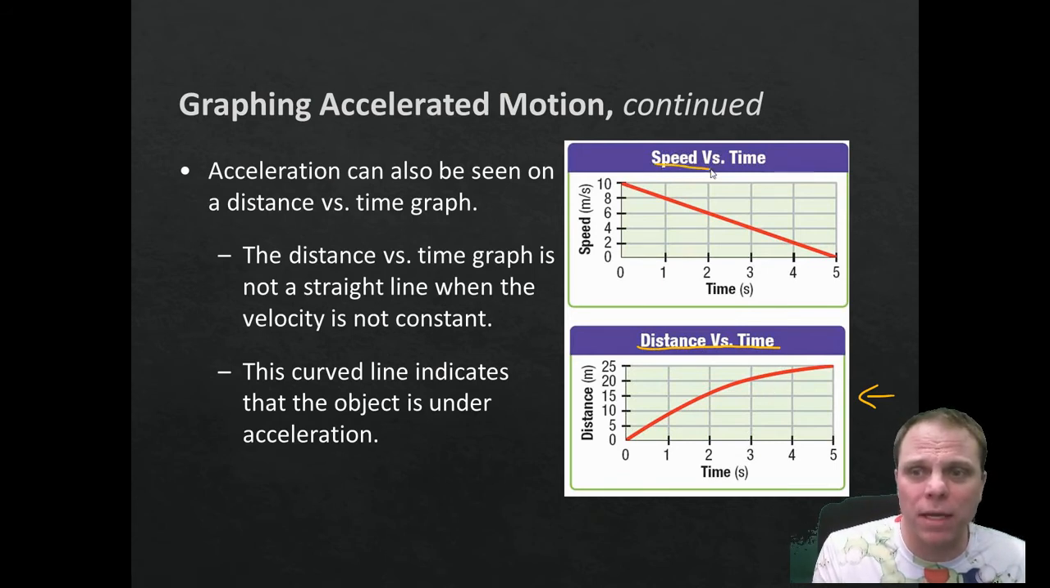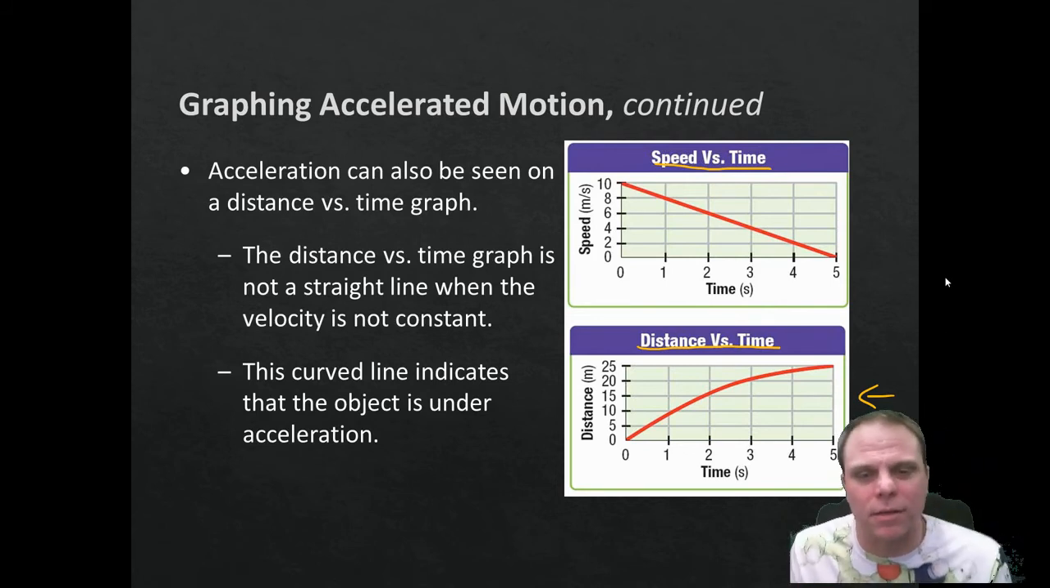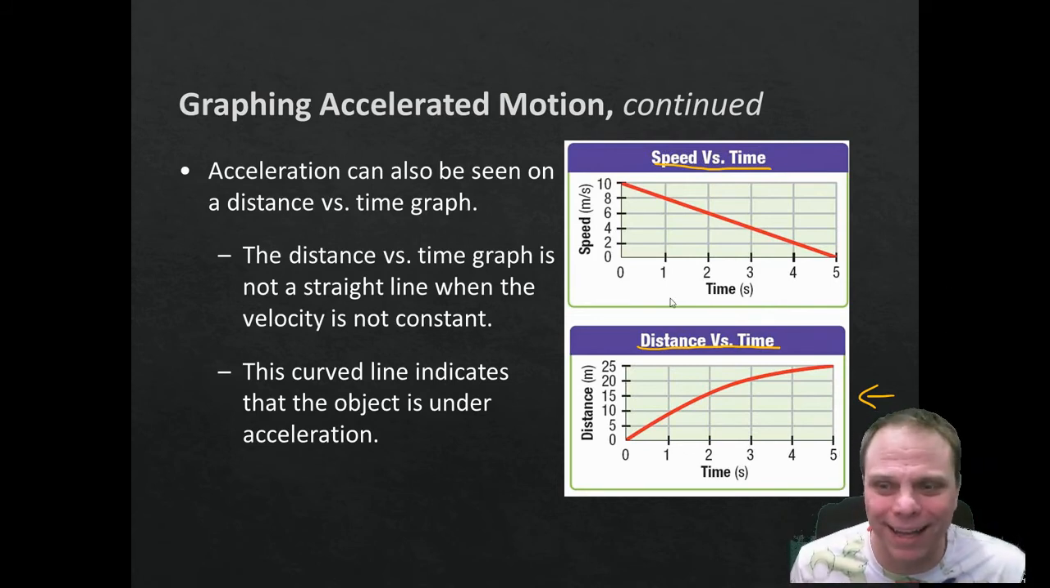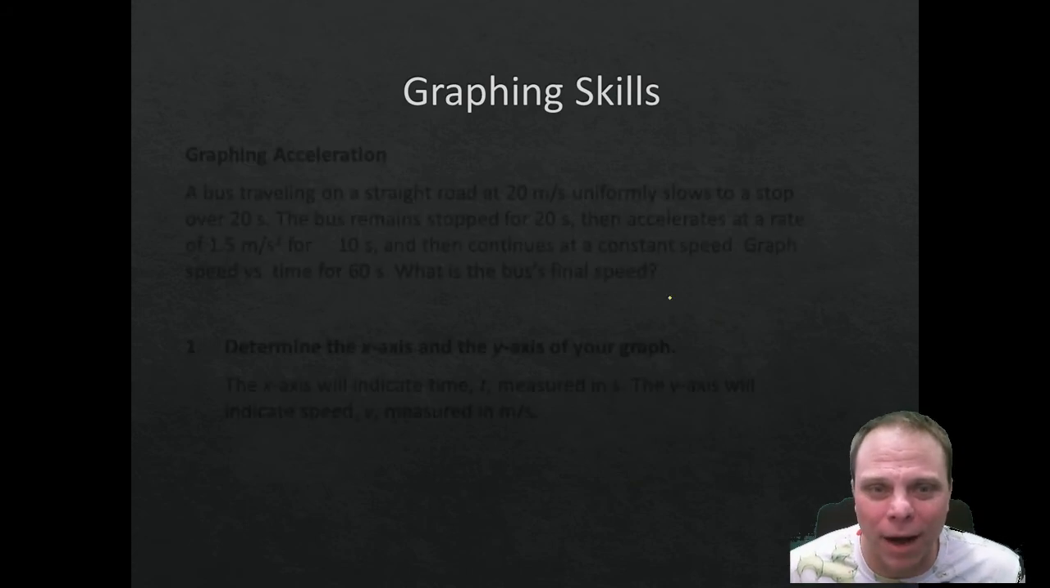But this one is speed time. And this is a straight line for constant acceleration. Both of these are considered constant acceleration, though. Isn't that cool? I love how graphs interpret math. All right.